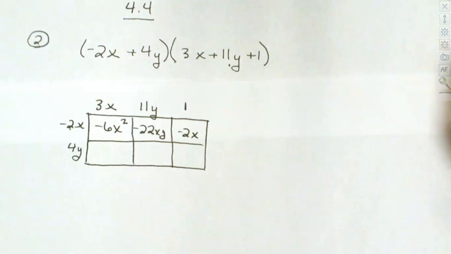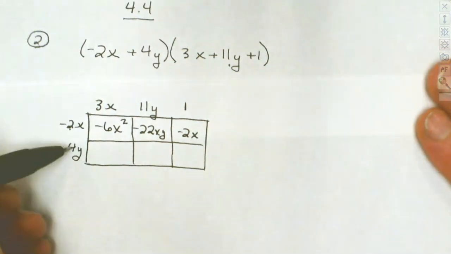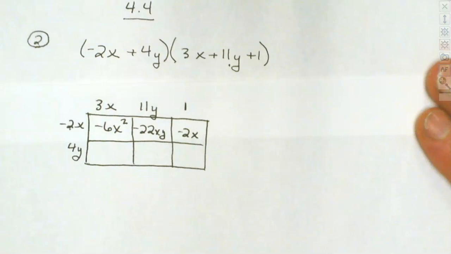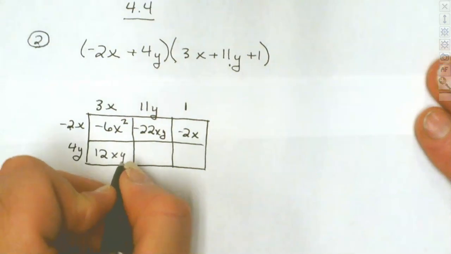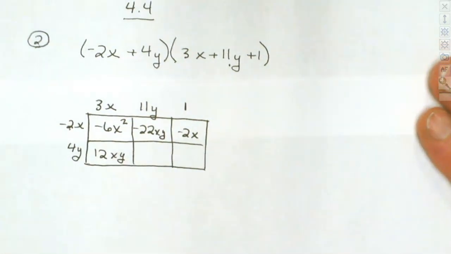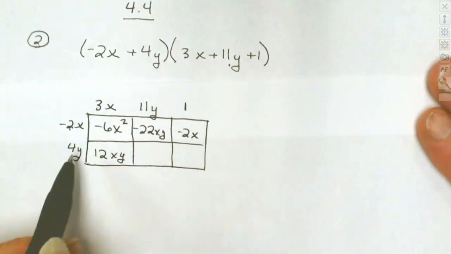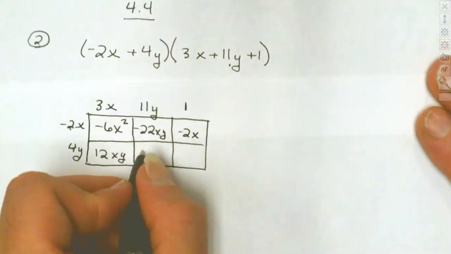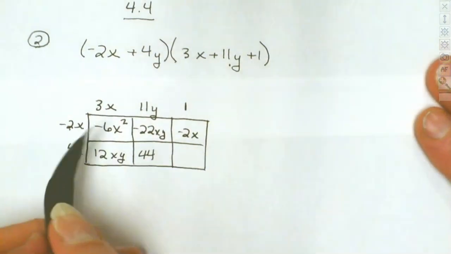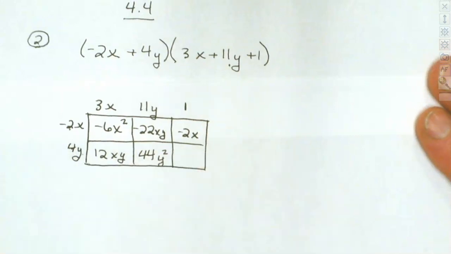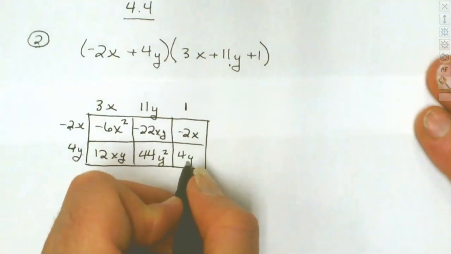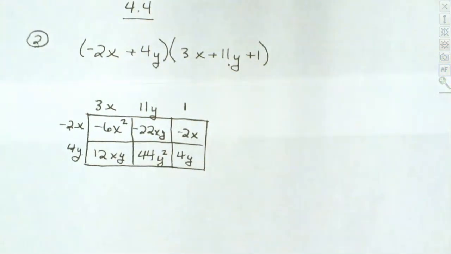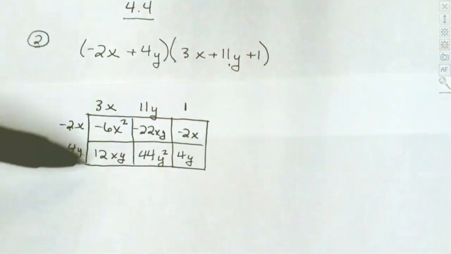Now we repeat the process on the next row. 4 times a positive 3 is a positive 12. X and y can't go together, so they're just combined together there. What do we have next? Next we have 4 times 11. So that's 44. Y and another y makes it y squared. And then 4y times 1, that makes it 4y. So we just got all the pieces by multiplying.